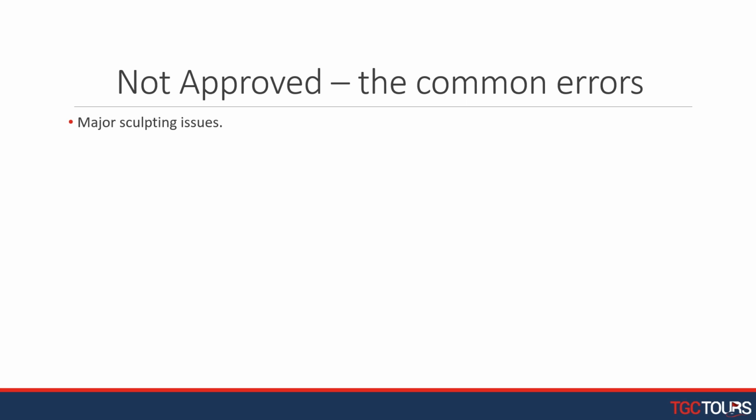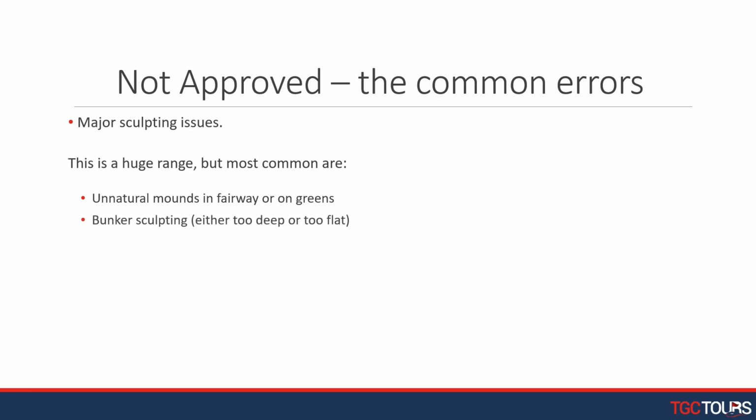What are major sculpting issues? This is 90% of the courses that are not approved have this. It's a massive range. The most common ones are where there's unnatural mounds in fairway or on the green, things that just throw you out of your round. The bunker sculpting, either it's too deep, it's too flat, whatever it might be. The slopes that are unrealistic or unplayable, and again I'm going to give you some examples of all of these and go through them in a video in a sec.